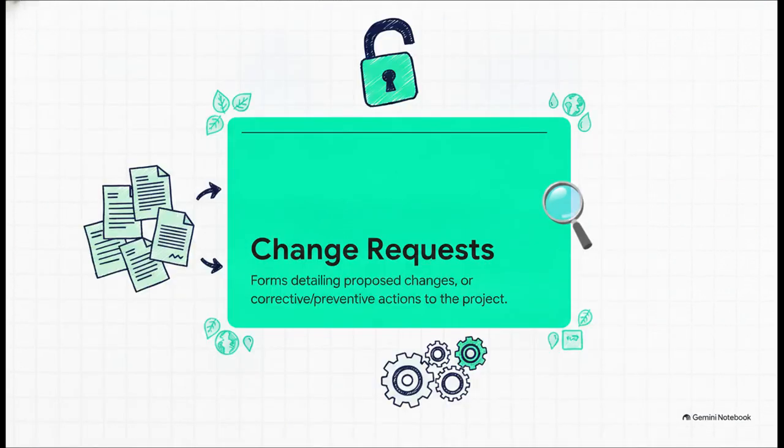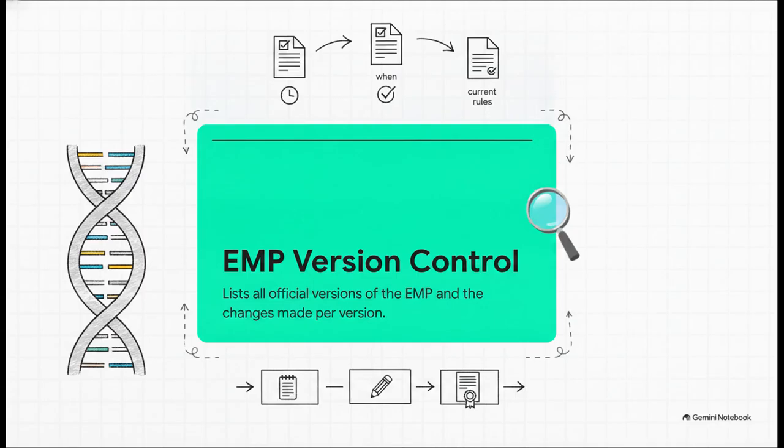Next up, we have change requests. This is essentially the official paperwork of action. When a stakeholder wants a corrective action applied, they don't just yell it across a noisy site, right? They submit a formal change request detailing exactly what proposed changes they want and why. This just ensures that any modifications to the project follow a strictly formal, approved process, rather than just being done on a whim.